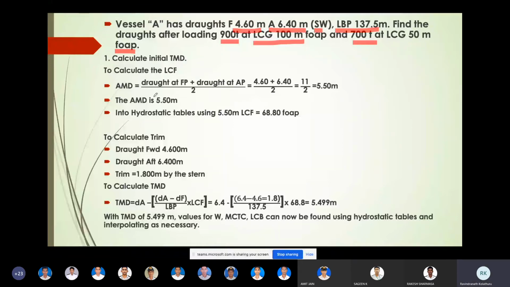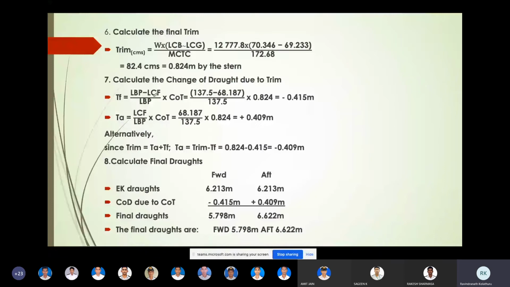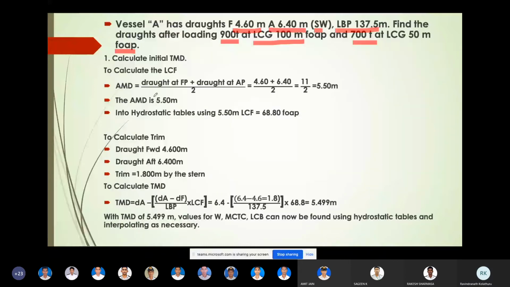But just see how much calculation it involves. This is the first slide. This is the second. This is the third. This is the fourth. This is the fifth. And this is the sixth. So it takes almost 6 slides to solve this problem. So don't get carried away thinking it is just a 2-line problem.